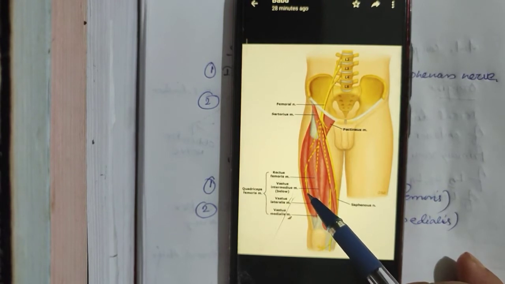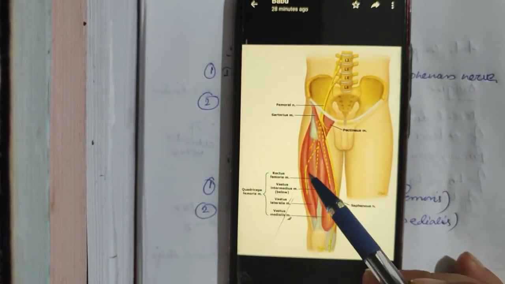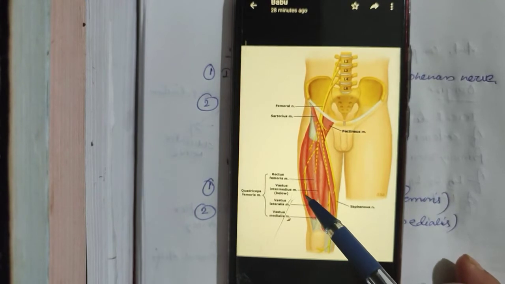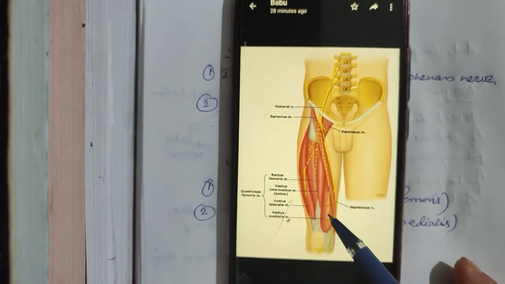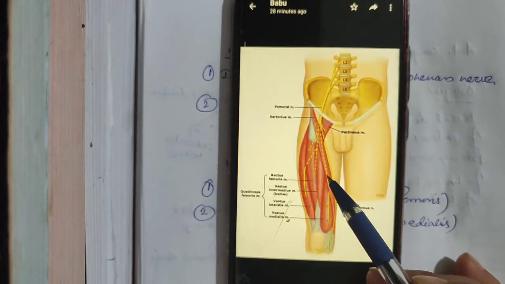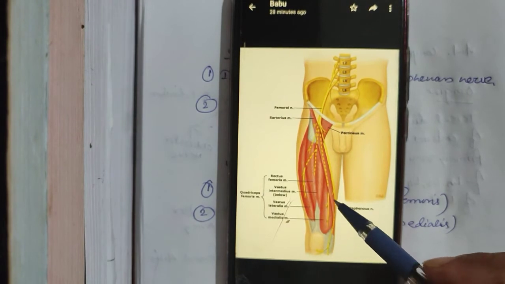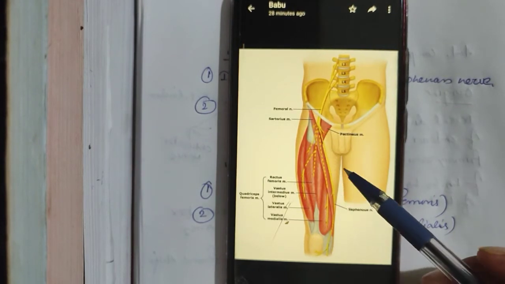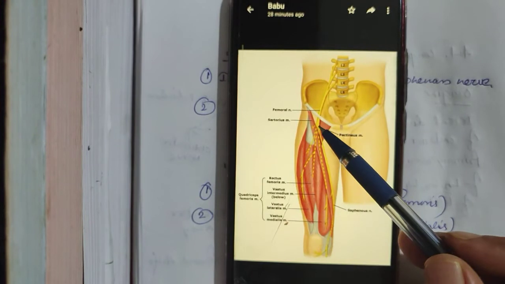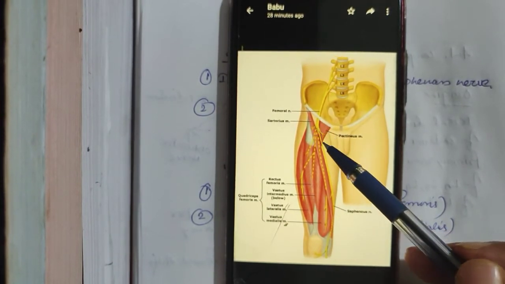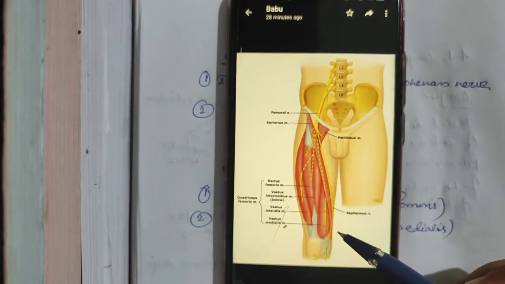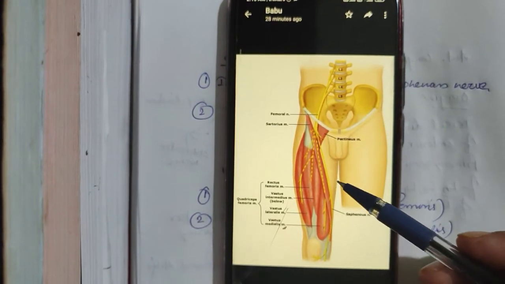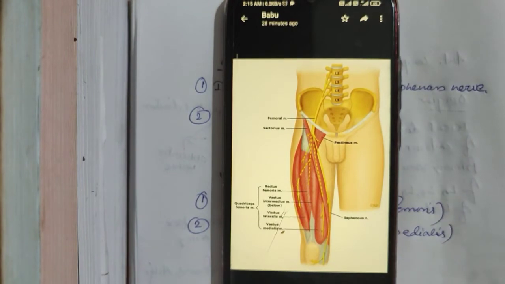This yellow color shows the posterior division of the femoral nerve. This also supplies the vastus lateralis muscle. Next, the vastus medialis muscle is supplied by the posterior division of the femoral nerve. Next, this one is the sartorius muscle, supplied by the anterior division of the femoral nerve. And there the cutaneous branch, the saphenous nerve, is the cutaneous branch of the posterior division of the femoral nerve.